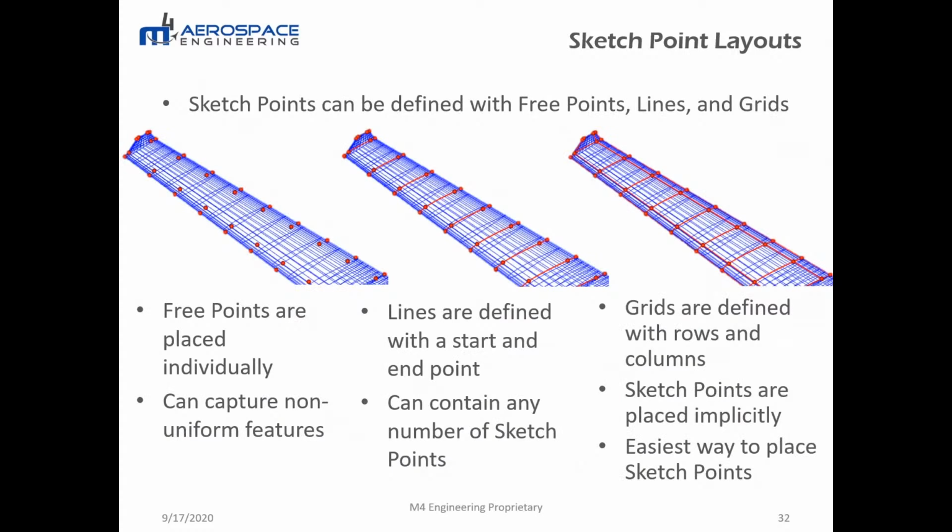So now after the user has defined the sketch plane, they can start defining sketch points. Sketch points are placed directly on the OpenVSP model. Sketch points can be defined one of three ways. First is free points, which can be placed individually and placed anywhere on the component. Lines are defined with a start and end point, and any number of sketch points can be distributed between them. Finally, we have grids. Grids can contain any distribution of non-parallel or parallel rows and columns, and a sketch point is placed wherever a row and column intersect.